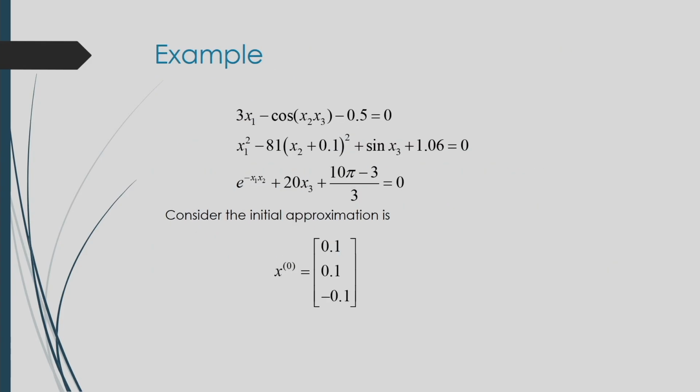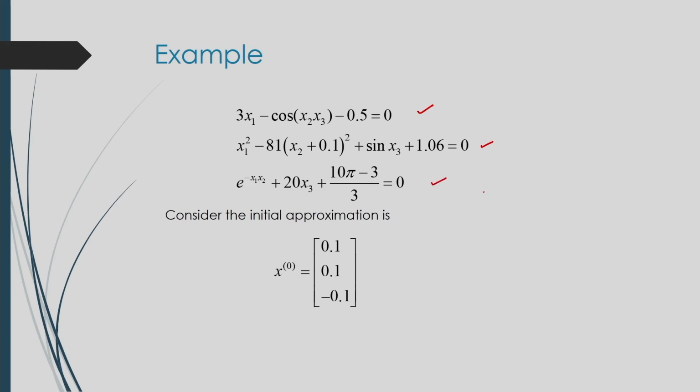Now, let us do an example of Newton's method for solving a set of nonlinear equations. Here is the example given in the slides. One equation is 3 x 1 minus cos of x 2 into x 3 minus 0.5 equals 0. This is a nonlinear equation. Another equation is x 1 square minus 81 into x 2 plus 0.1 square plus sin x 3 plus 1.06 equals 0.